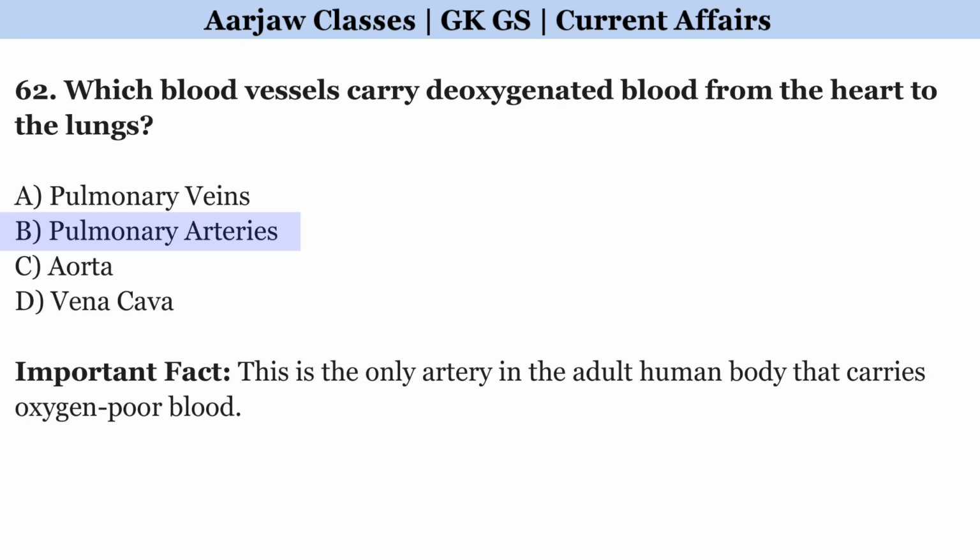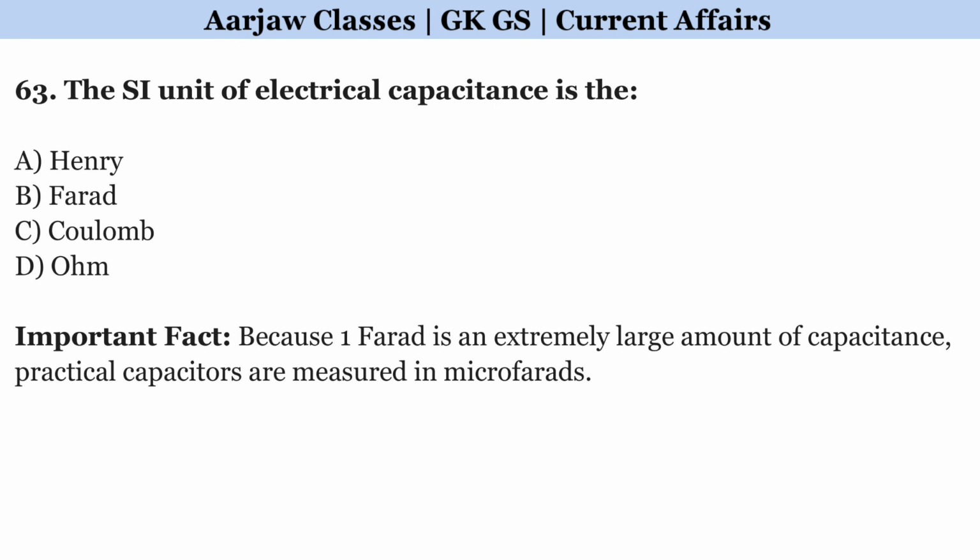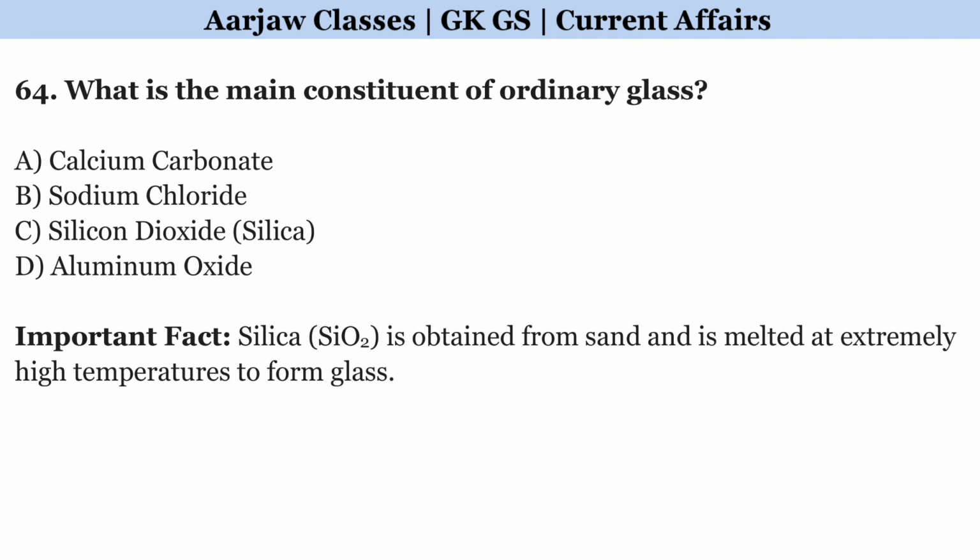Correct option is B. Pulmonary arteries. The SI unit of electrical capacitance is the? Correct option is B. Farad. What is the main constituent of ordinary glass?